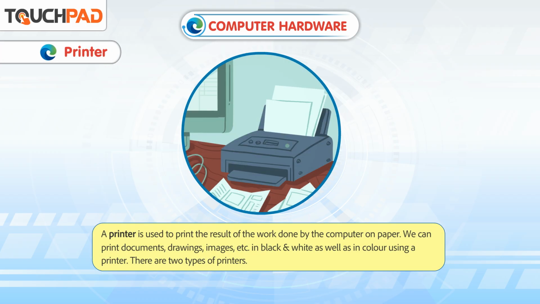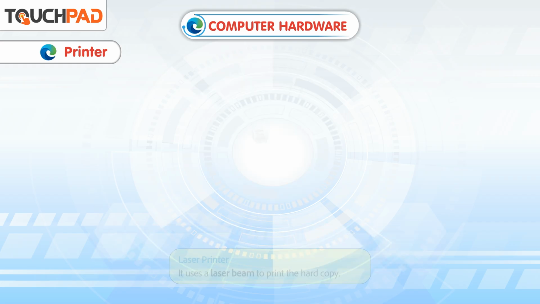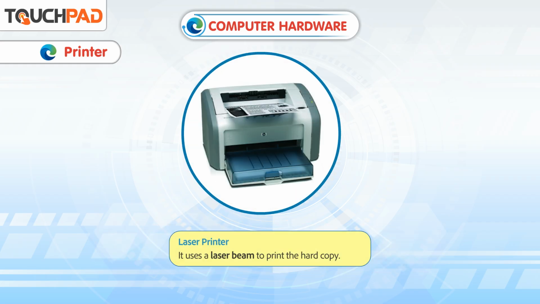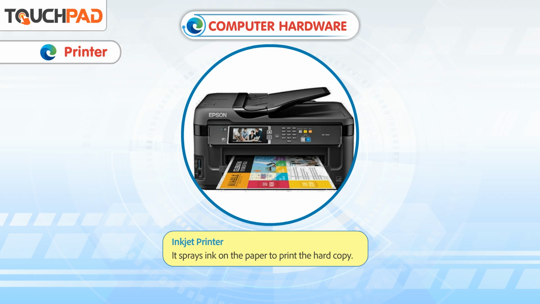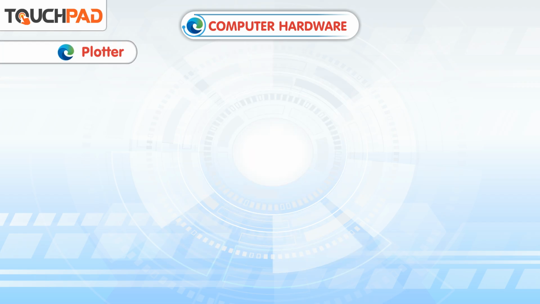Printer. A printer is used to print the result of the work done by the computer on paper. We can print documents, drawings, images, etc. in black and white as well as in color using a printer. There are two types of printers. Laser printer. It uses a laser beam to print the hard copy. Inkjet printer. It sprays ink on the paper to print the hard copy.